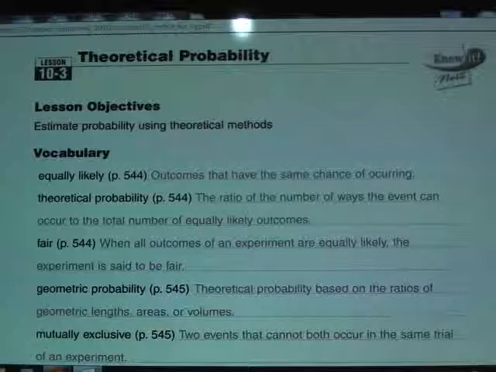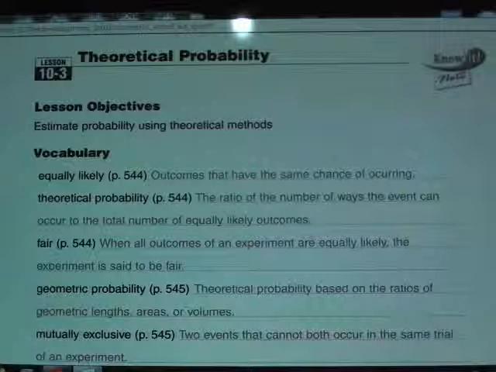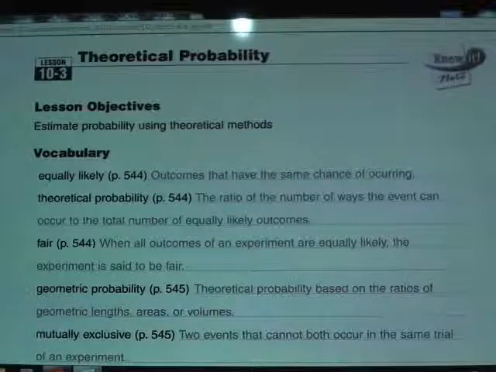We've got the definition of equally likely: outcomes that have the same chance of occurring. Theoretical probability, that we've already talked about. Here's a formal definition. It's the ratio of the number of ways the event can occur compared to the total number of equally likely outcomes. Fair: when all the outcomes of an experiment are equally likely, the experiment is said to be fair. You're going to see the words fair and equally likely thrown about a lot.